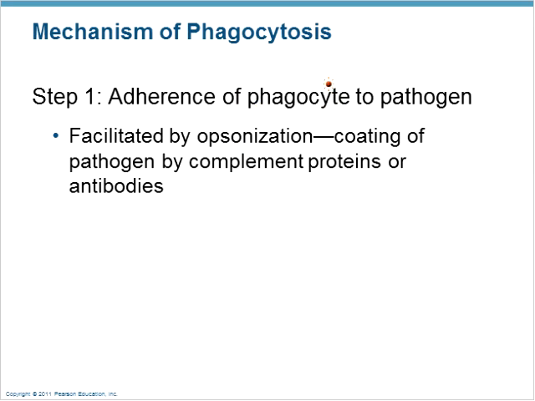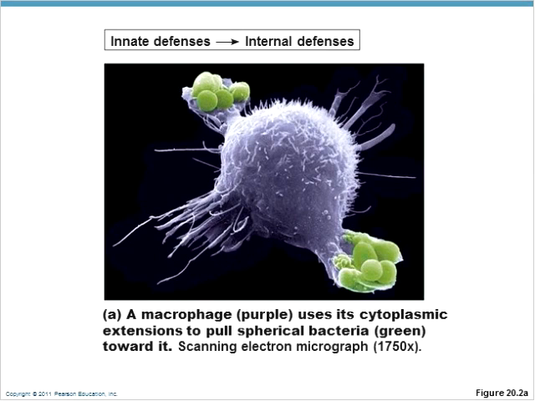Phagocytes are either macrophages or neutrophils. They are able to see the material they're supposed to phagocytize based on what may be called opsonization. That's where it's a coating or an attachment, if you will, around the pathogen by either complement proteins or antibodies, and we'll talk about that again a little later.